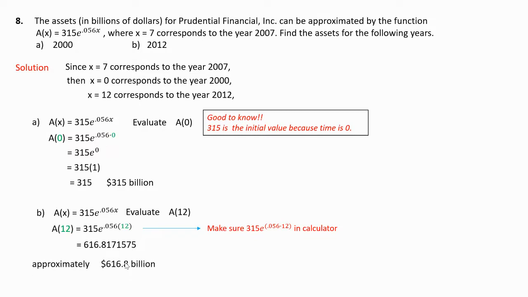616.8171575. And round to the nearest billion. Here they rounded off to the nearest 10. So it's going to be $616.8 billion. Okay.